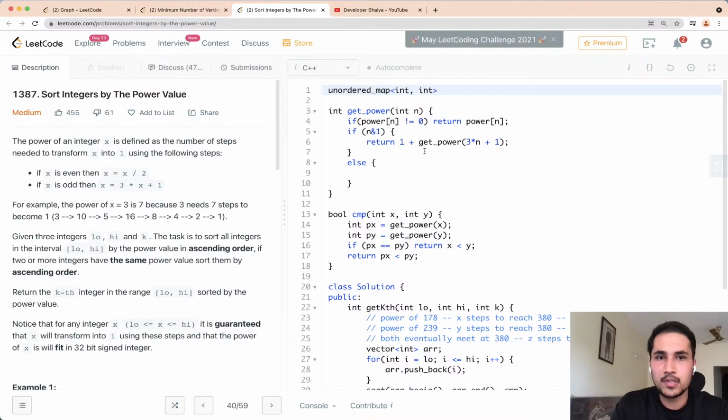My laptop is freezing a little bit. I'm not sure why. Let me just solve this problem and I'll take a break, my laptop is maybe overheating or something. So if it's even, return 1 plus get power of n by 2. Man, it's really hanging quite a lot. I think I'll proceed with the break. Let me fix the streaming issue and I'll be back.